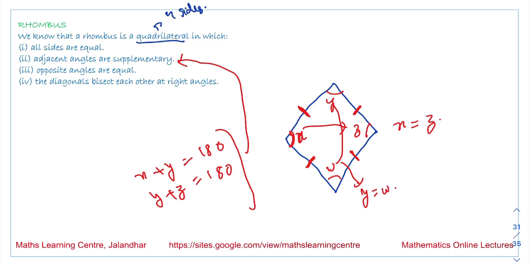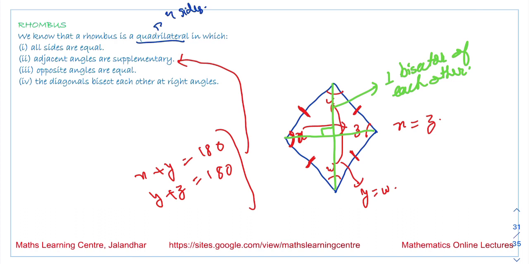And then the next property we have is that the diagonals bisect each other at right angle. So if we draw the diagonals over here, both these diagonals are perpendicular bisectors of each other. That is, the diagonals bisect each other at 90 degrees.